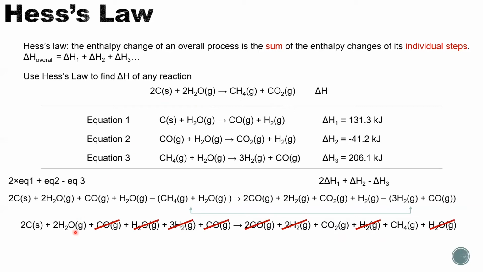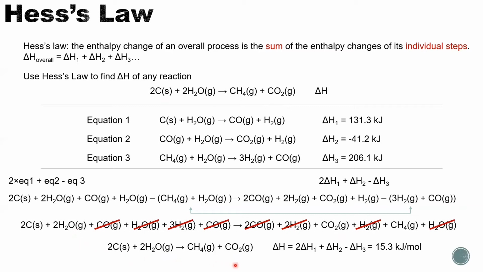Now, the manipulations of equation 1, 2, 3, all of the individual steps are correct. So we can write it out as a target equation. And to calculate the delta H, the overall enthalpy change of the reaction, use the manipulation we did, that delta H equals 2 delta H1 plus delta H2 minus delta H3. Then we can have the value is 15.3 kilojoules per mole.